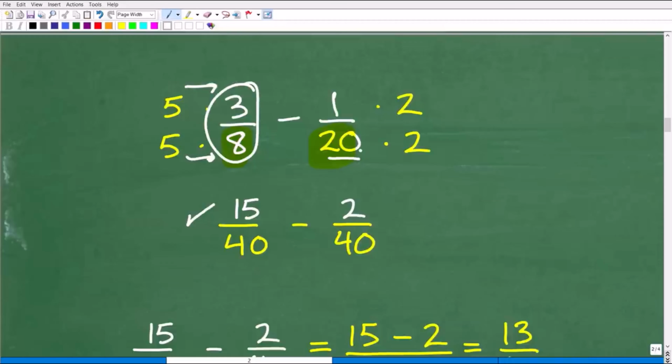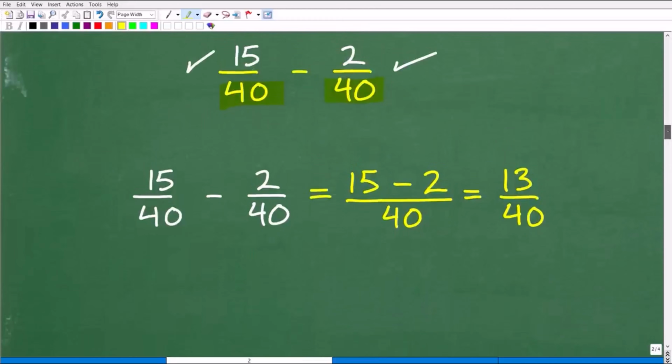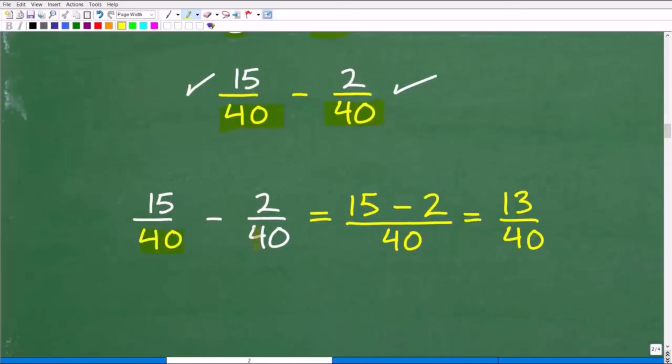Okay? And now here, in this denominator, how do I turn that 20 into a 40? Just multiply it by 2, but then I've got to multiply that numerator by 2 as well, and you get 2 over 40. All right, so here now we finally have two fractions, and the denominators are the same, so now we can finally subtract these fractions. So 15 over 40 minus 2 over 40, they have the same denominator, so we're going to write that once and subtract the numerators. 15 minus 2, which of course is going to be 13, or 13 over 40, and there you go. That is the final answer, and it's fully simplified.